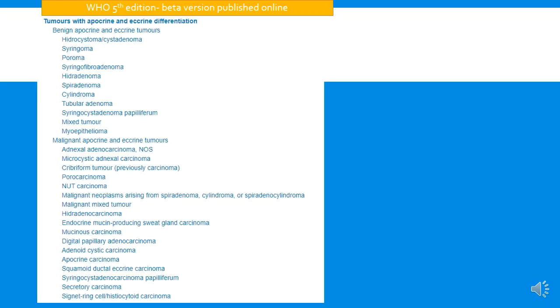As you all know, the WHO classification goes like this, and this is the most recent classification, which is published online. A book will be published later this year. So, tumors of apocrine and eccrine differentiation: not much of a change from the previous edition, except for this new entity which is added, NUT carcinoma, under malignant eccrine tumors. NUT, as you all know, is nuclear protein of testis. We will see in detail when we deal with apocrine and eccrine tumors.